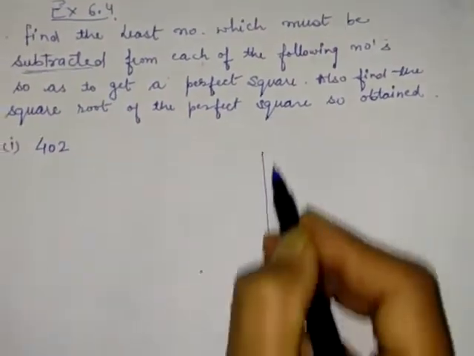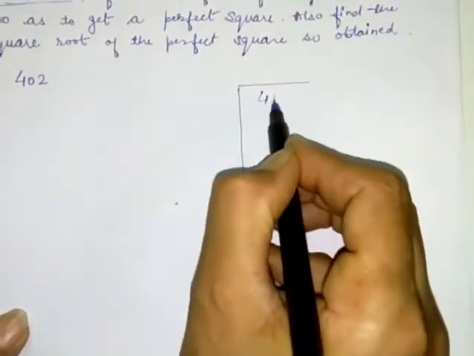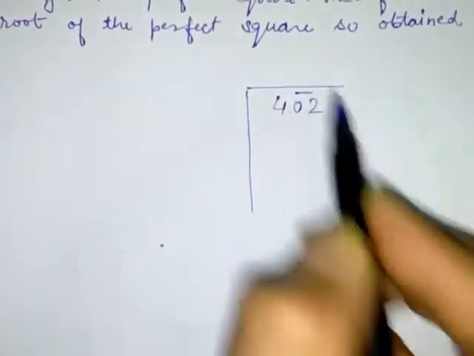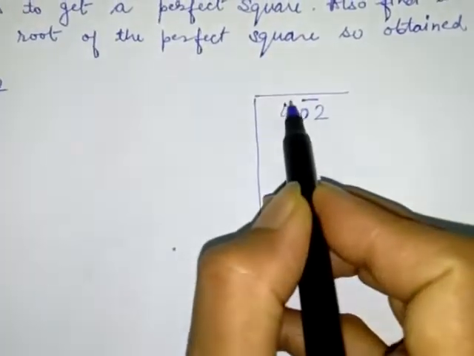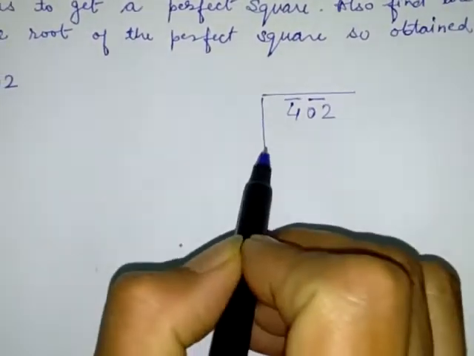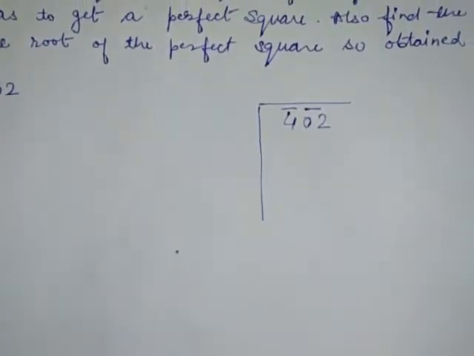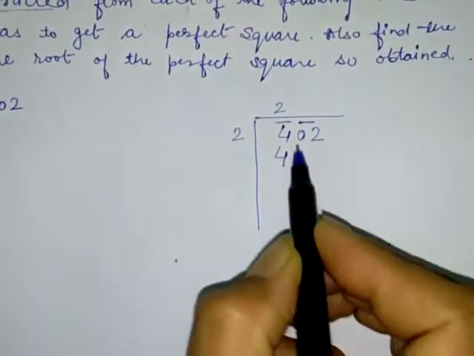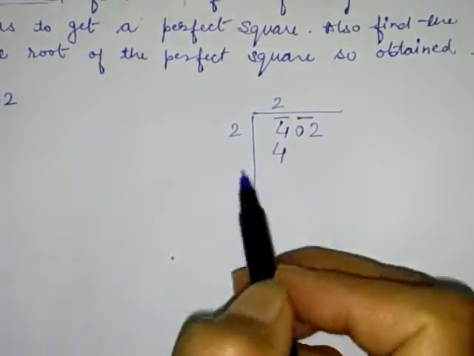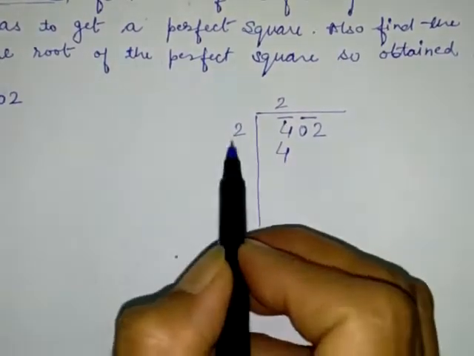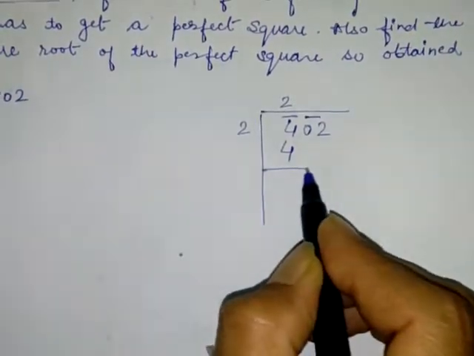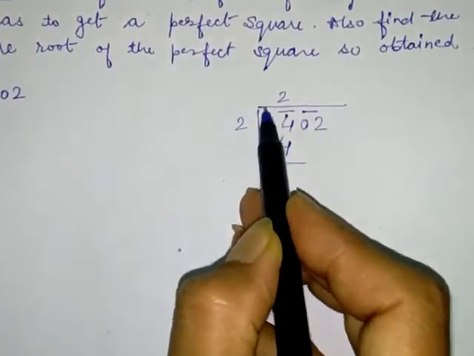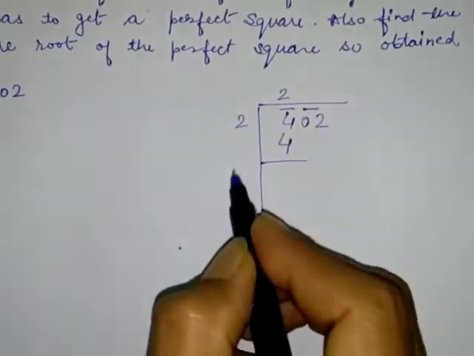The first step of the division method was to make the pairs. This number is without decimal, so the pairing is to be started from here. These two digits are the first pair, and the leftover digit, only one digit is left, so the pairs are completed. 2 2s are 4. I told you, equal to this or less than this. Now this was a perfect square, so 2 2s are 4. Division is completed. The next divisor is the quotient multiplied by 2. 2 into 2, that's 4.